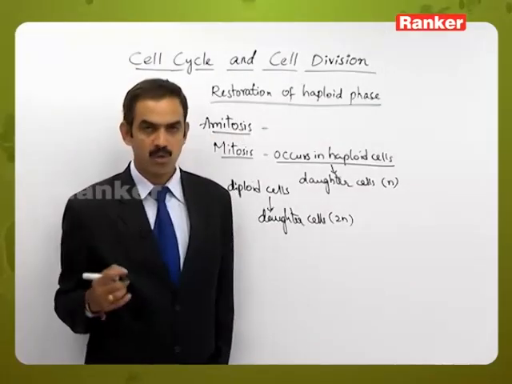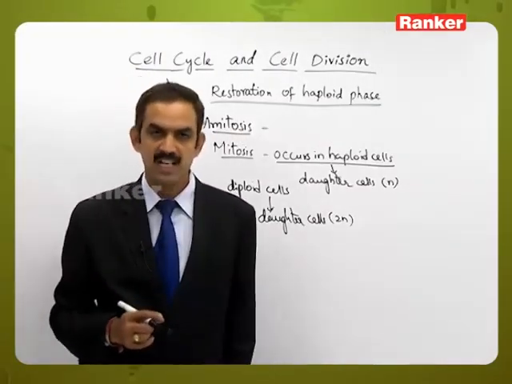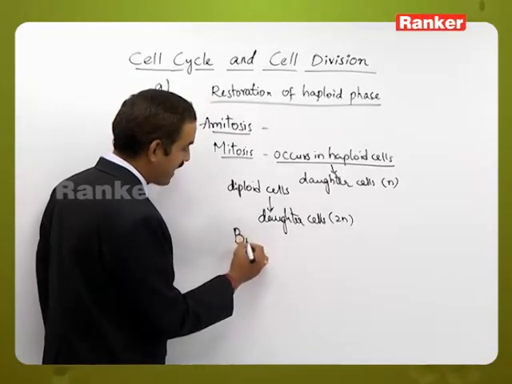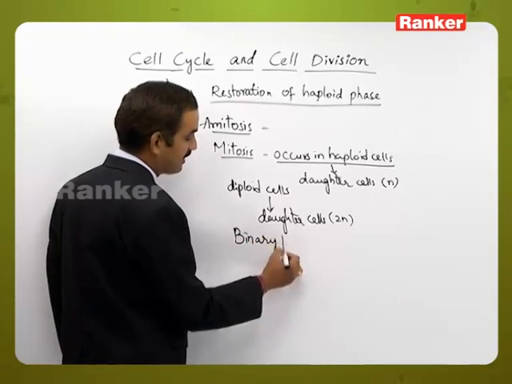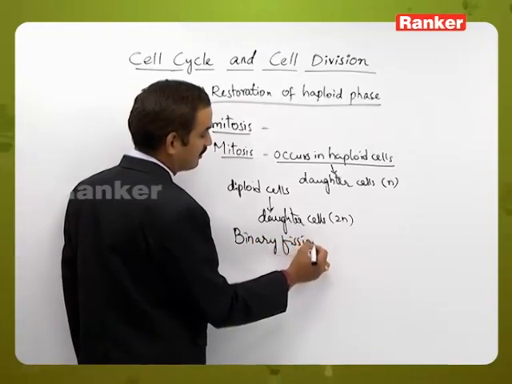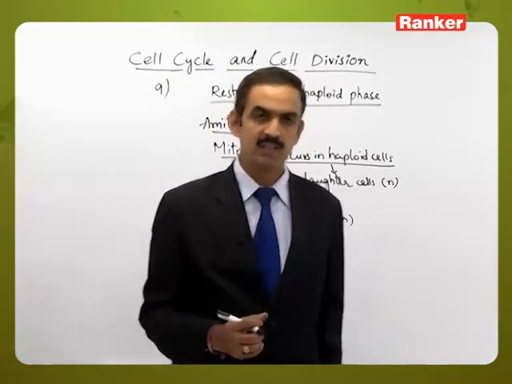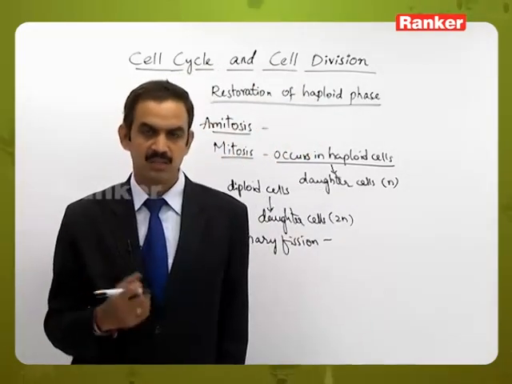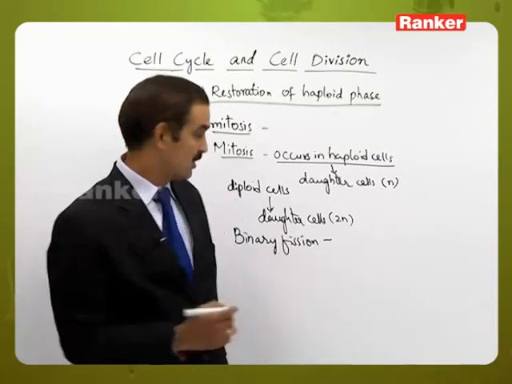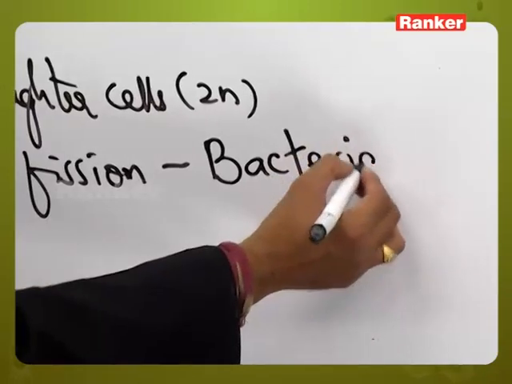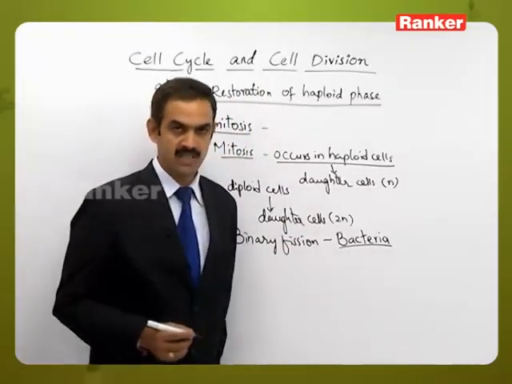So whatever the ploidy that is present in the parental cell, the same type of ploidy will be maintained in the daughter cells also. Whereas in binary fission, the same thing: whatever chromosome number is present in the parental cell will be transmitted to the daughter cells in an equal manner. So here equal division of the cells will occur in unicellular organisms like bacteria.